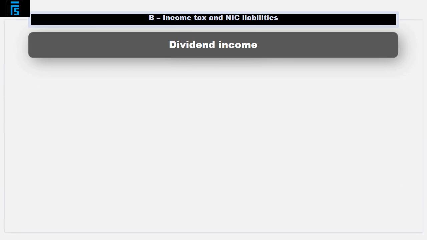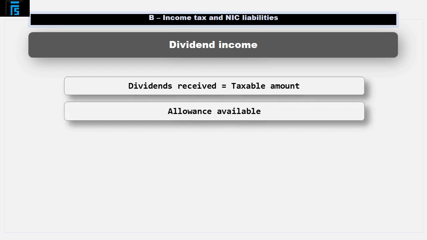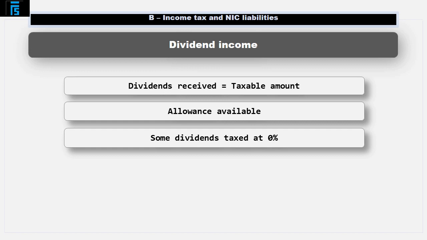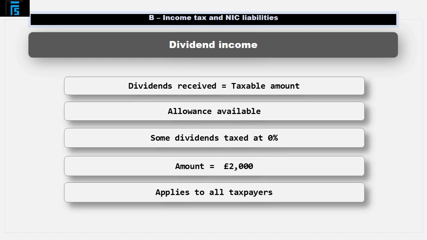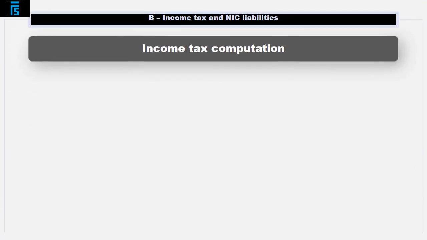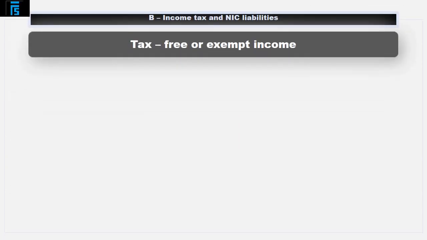Moving on to look at dividend income. Dividends received are also the taxable income amount, but again an allowance is available, which means that some dividends are taxed at 0%. This amount is £2,000, but unlike the personal savings allowance, this £2,000 applies to all taxpayers, regardless of whether they are liable at the basic or higher or additional rates of tax. Dividend income is entered into the income tax computation on the line called Dividend Income and in the column headed up Dividend Income.